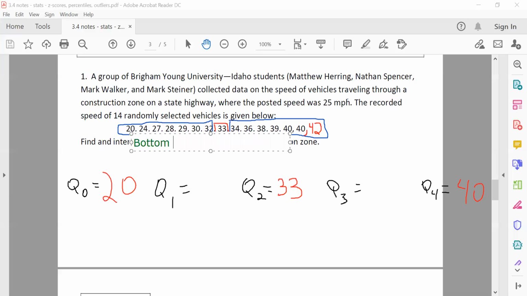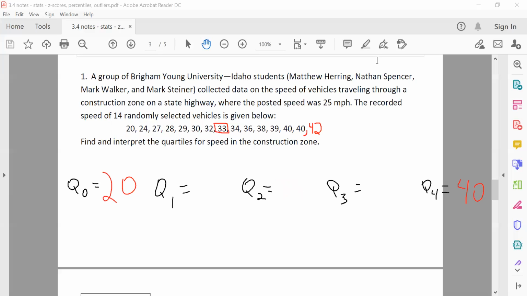So bottom half, top half. That's what you would do if you had an odd number of data values. You'd get the median, but then you ignore the median when you split it into halves. However, that's not the issue we have here. Remember, we don't have an odd number of data values. We truly have an even number of data values.